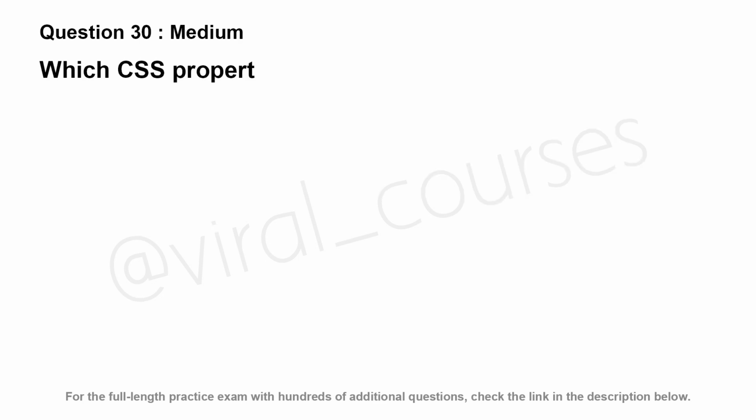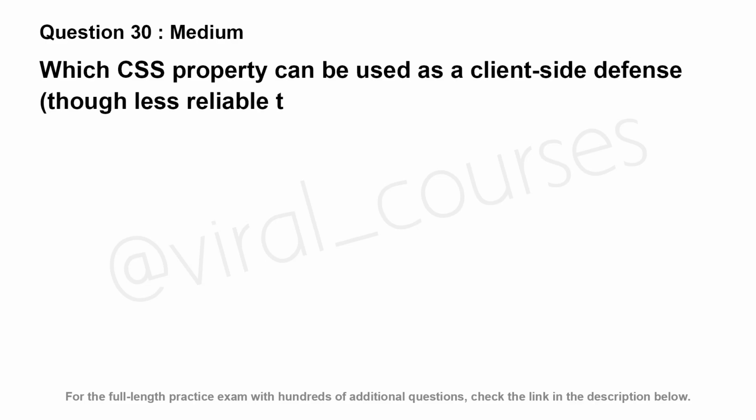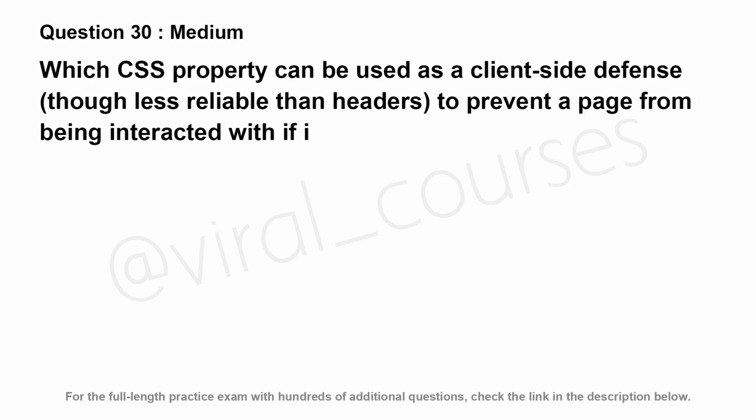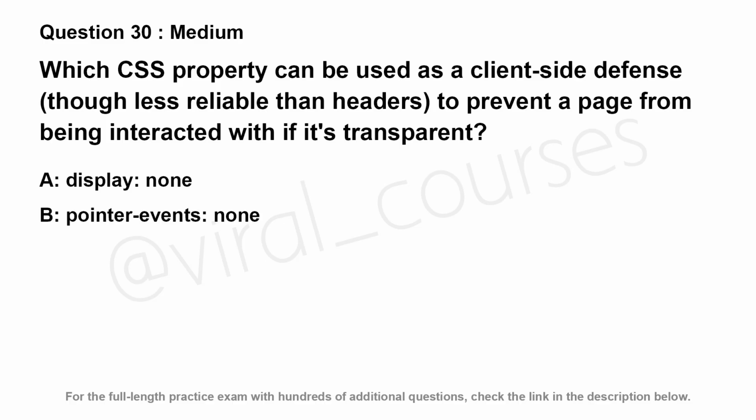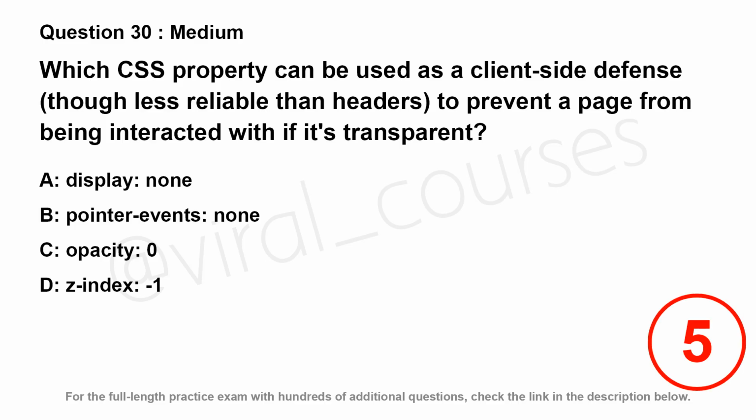Which CSS property can be used as a client-side defense, though less reliable than headers, to prevent a page from being interacted with if it's transparent? Option A. display: none. Option B. pointer-events: none. Option C. opacity: 0. Option D. z-index: -1.